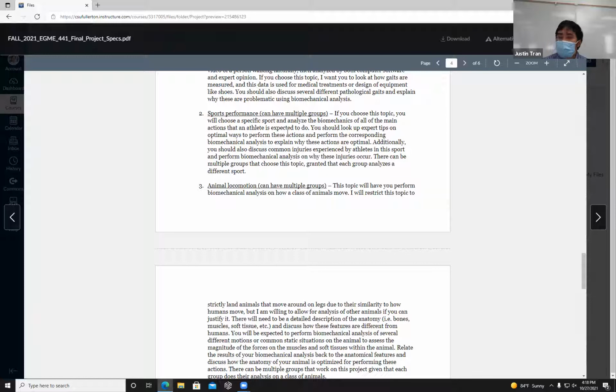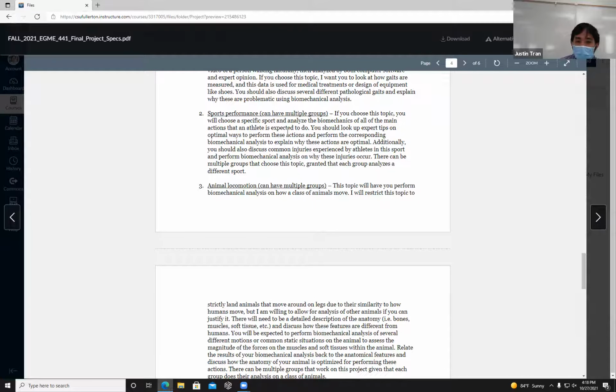Let's say that you choose something like basketball. A basketball player is expected to do a certain number of actions as part of their sport. You can think of just shooting a basketball, going up for a block, going up for a rebound, getting into a defensive stance, sliding back and forth.